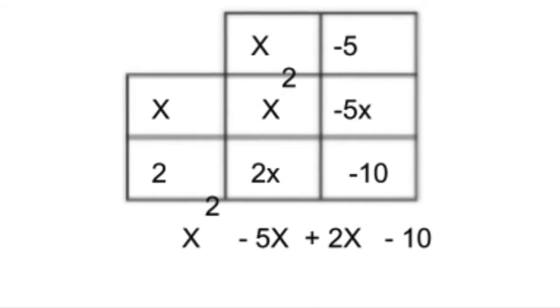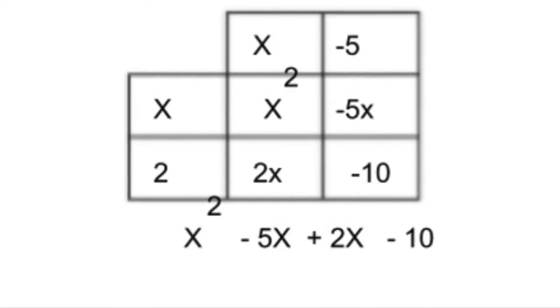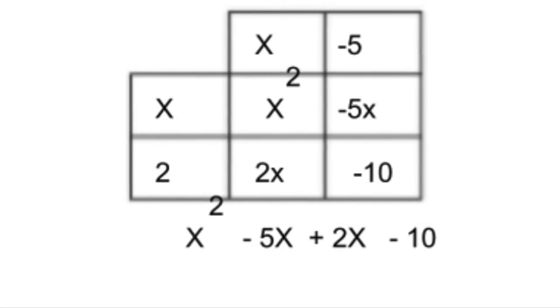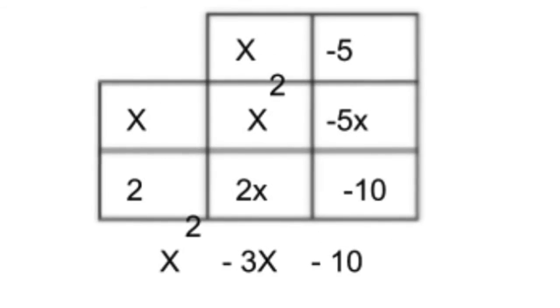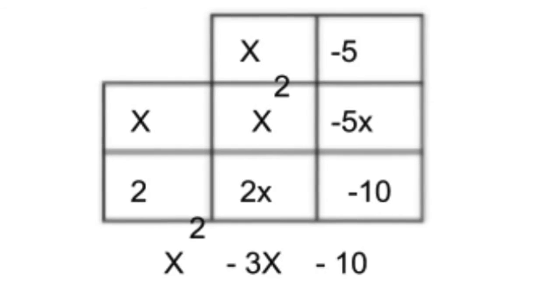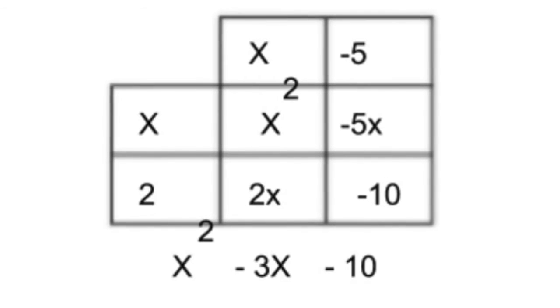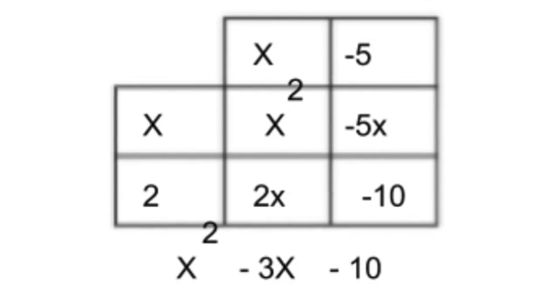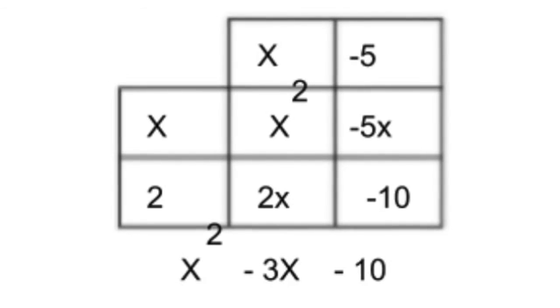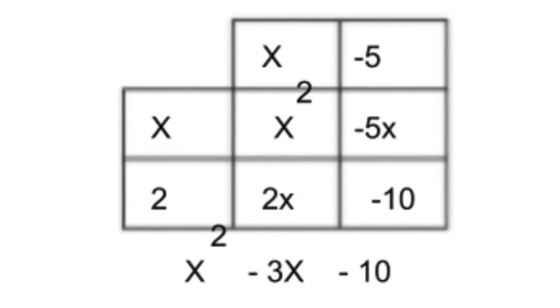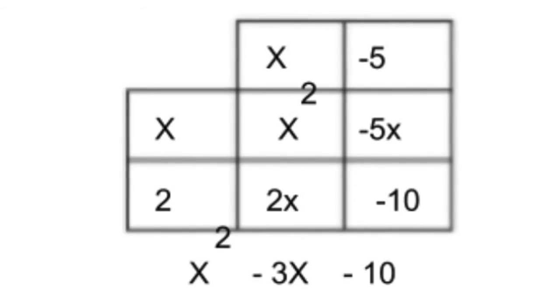And we are nearly done. We just need to simplify. We need to put the minus 5x and the 2x together. Don't forget, that means we need to do minus 5x plus 2x, or minus 5 plus 2 on my calculator, and that would give me minus 3. So my answer is x squared minus 3x minus 10.